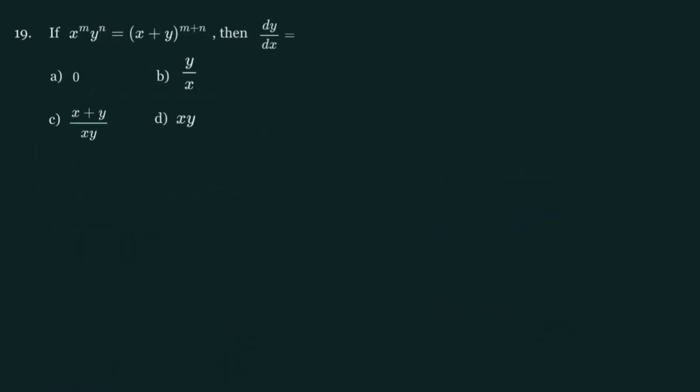Question number 19. If x to the power m, y to the power n equals to x plus y whole to the power m plus n, then we need to find the value of dy over dx. Let us take a log on both sides.